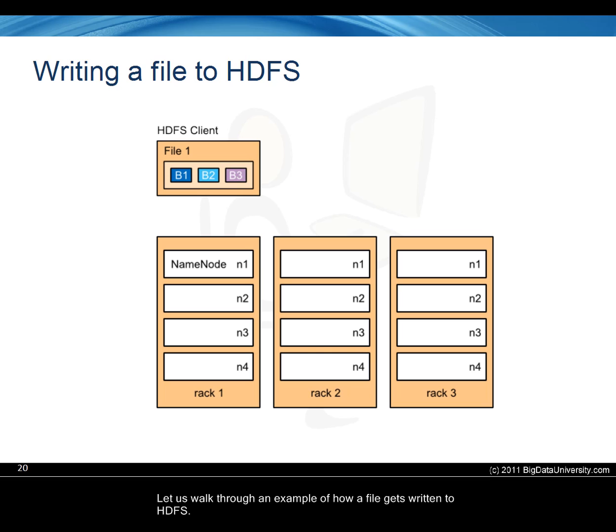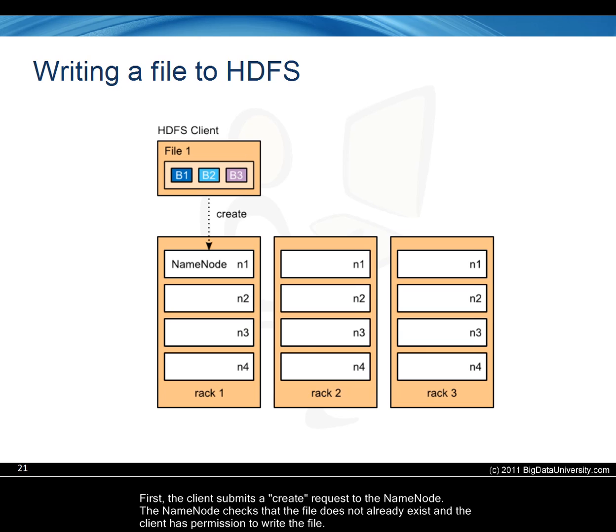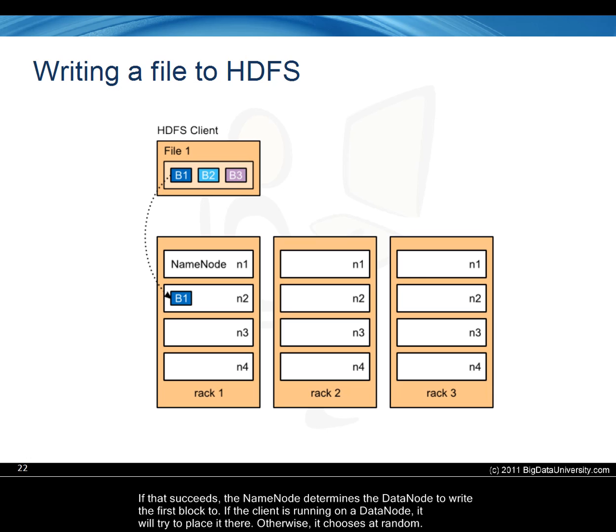Let us walk through an example of how a file gets written to HDFS. First, the client submits a create request to the name node. The name node checks that the file does not already exist, and the client has permission to write the file. If that succeeds, the name node determines the data node to write the first block to. If the client is running on a data node, it will try to place it there. Otherwise, it chooses the data node at random.